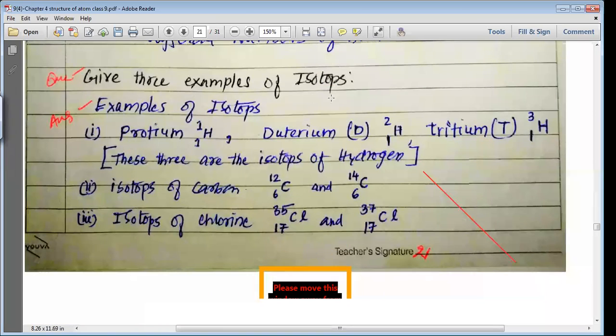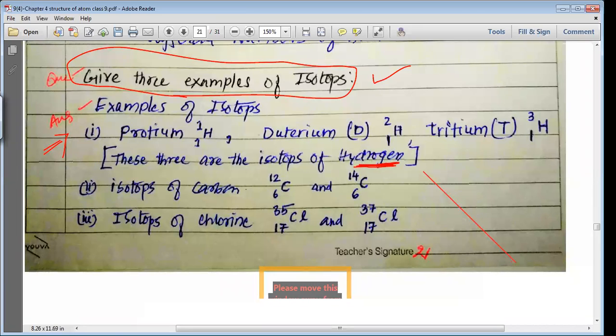Give three examples of isotopes. So my dear students, here we are going to study the three examples of isotopes. The first example is a very important example. These are the three isotopes of hydrogen. One isotope is known as protium, which is represented by 1H1. The second isotope is known as deuterium, which is represented by 1H2. And the third isotope is written as tritium T, which is represented by 1H3.